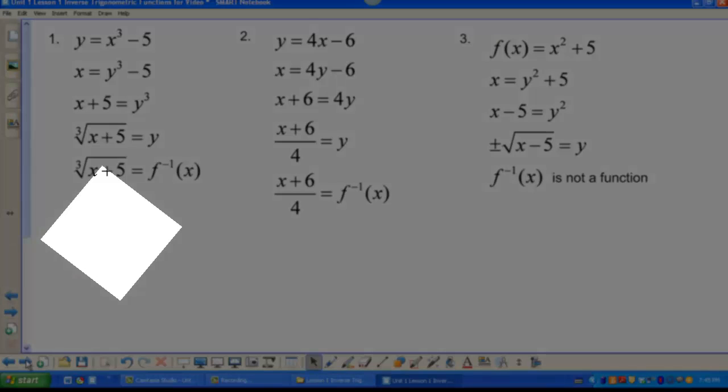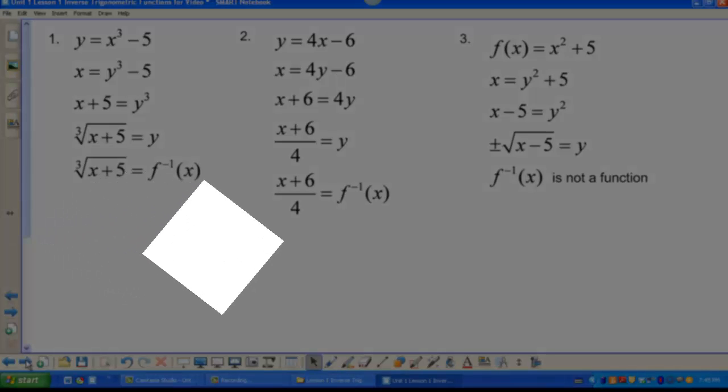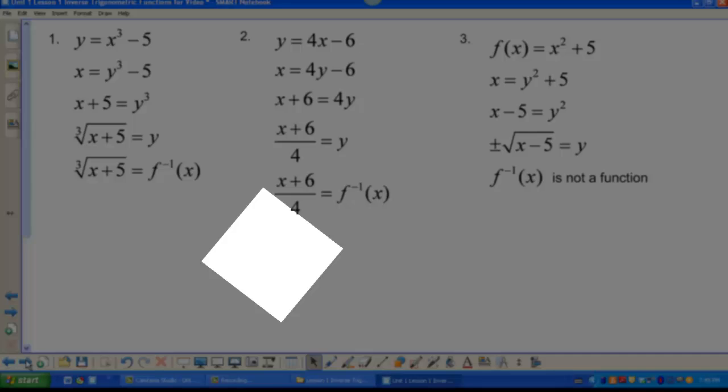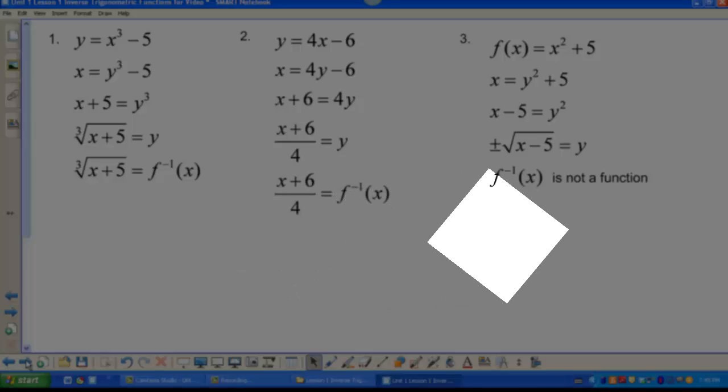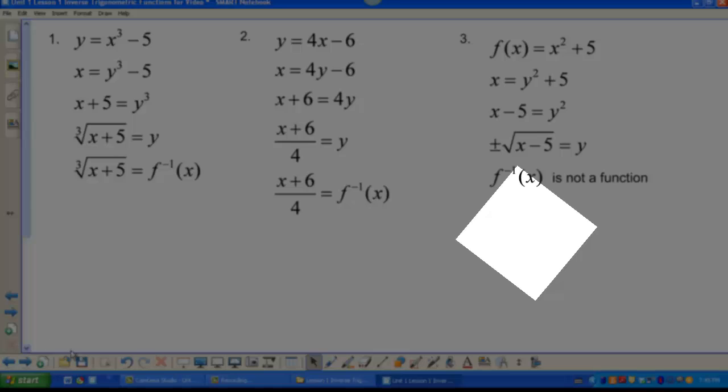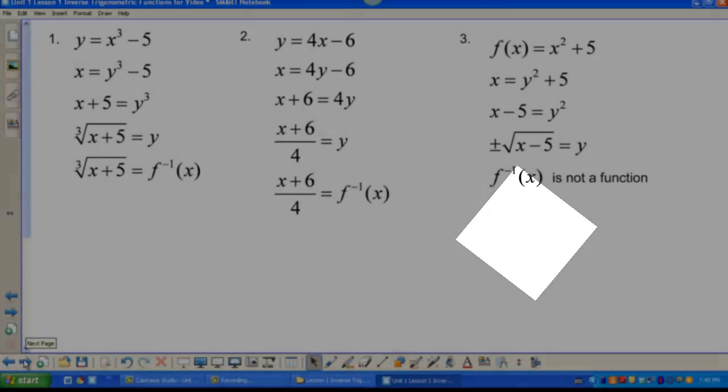All right, so the inverse function of number 1 is the cube root of x plus 5. For number 2, it is (x plus 6) over 4, which could be represented as 1/4 x, or x over 4 plus 3/2. And notice the inverses to 1 and 2 are functions. On number 3, you can algebraically find an inverse, but you end up with plus or minus the root of x minus 5 equals y. So for each input, there's going to be more than one output. Therefore, the inverse is not a function.